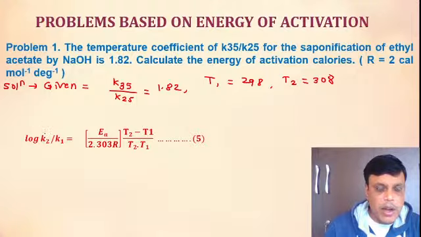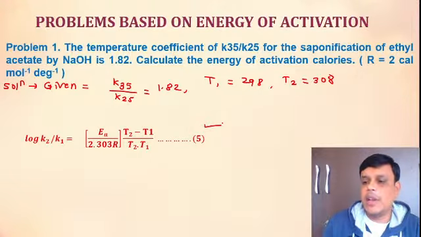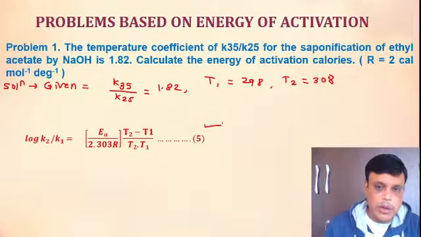The equation is nothing but log K2 by K1 equals EA divided by 2.303 R times T2 minus T1 divided by T2 into T1. This is our equation. Now we will just put the values in this equation.